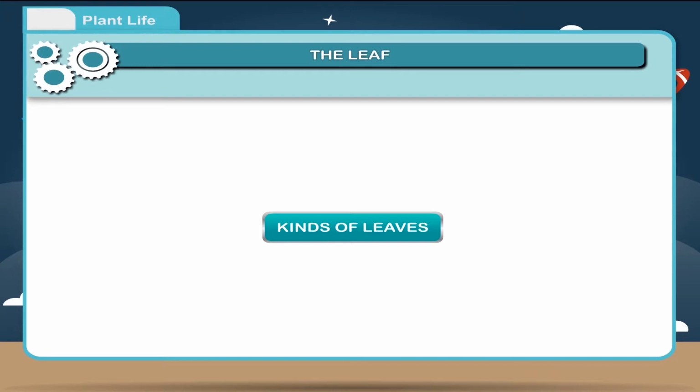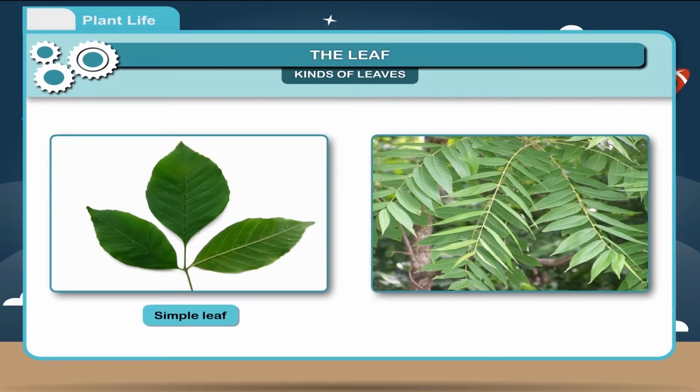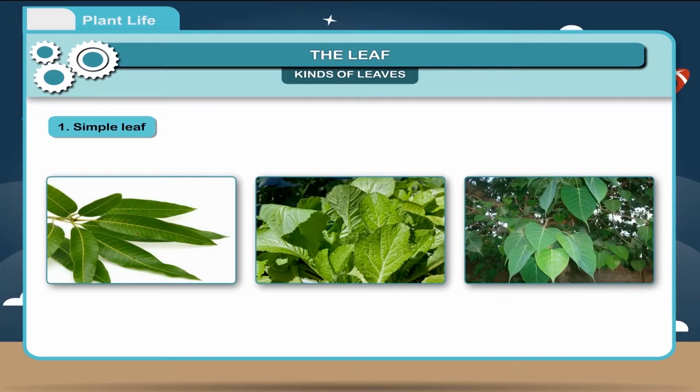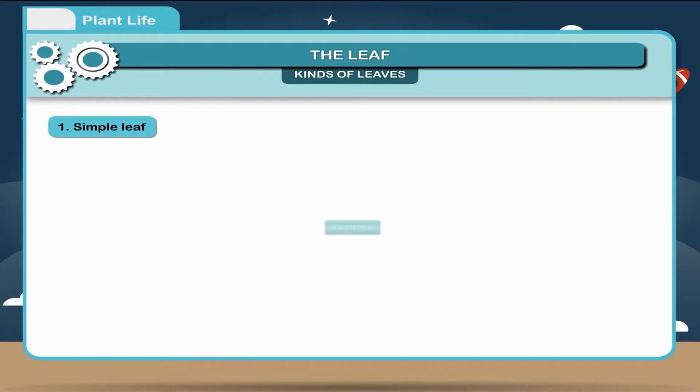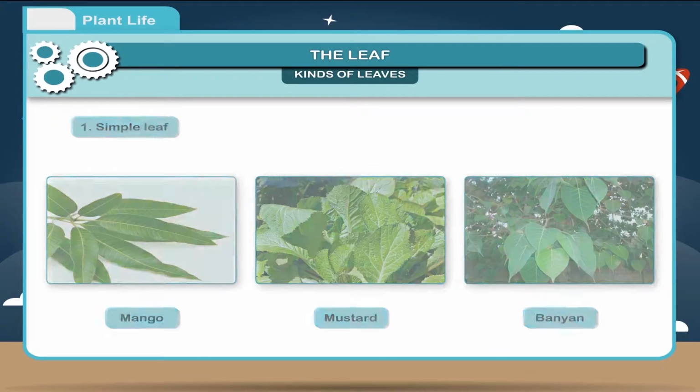Kinds of leaves. On the basis of lamina, leaves are of two kinds, simple leaf and compound leaf. 1. Simple leaf. It consists of a single and undivided lamina without any cuts. In some cases, the leaf blade is slightly incised. Example, leaves of mango, mustard, banyan, etc.